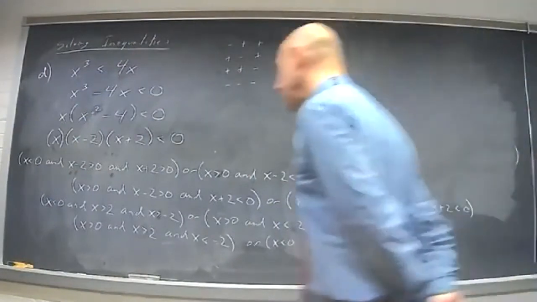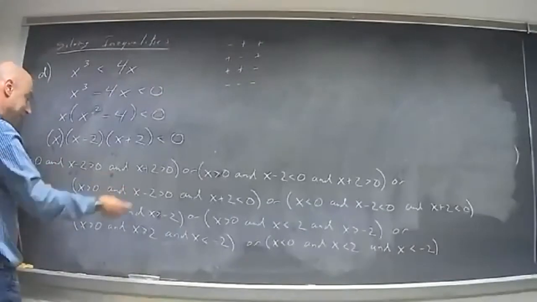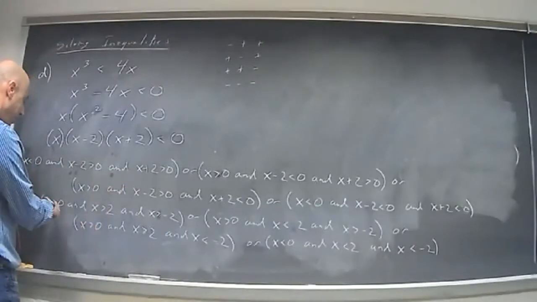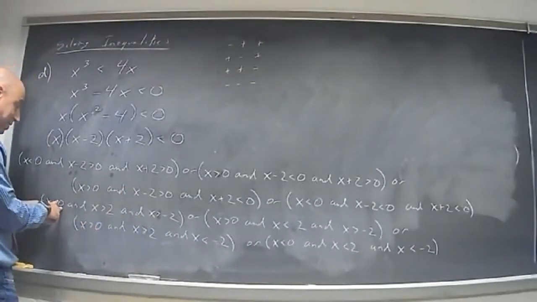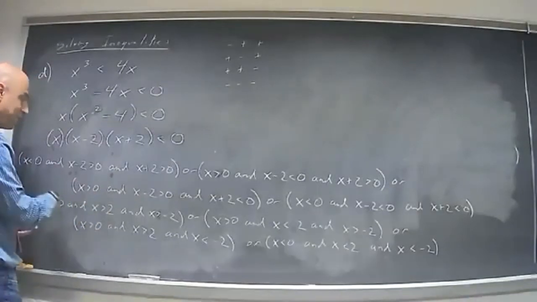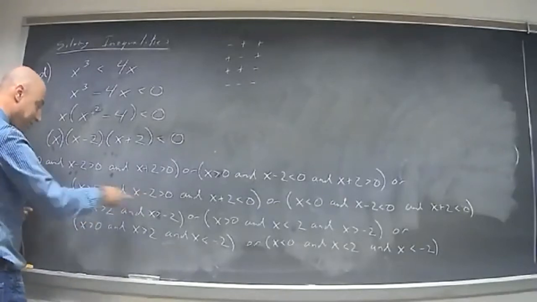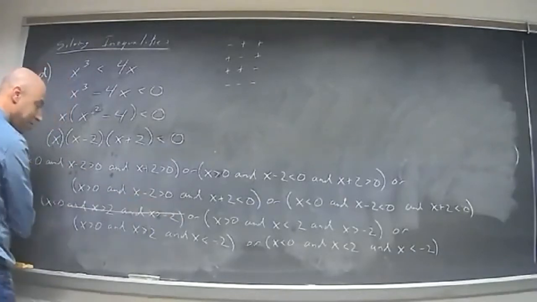Okay, so we have 4 sets of parentheses here. Let's reason out what's in each of these. So if x is less than 0, it's a negative number, and it's greater than 2, I guarantee there are no negative numbers that are greater than 2. So this first set of parentheses doesn't lead us to anything. We don't have to worry about that.